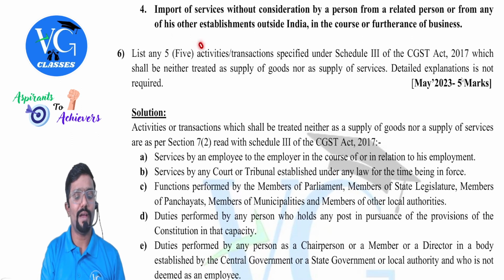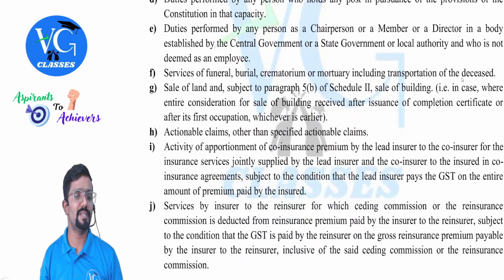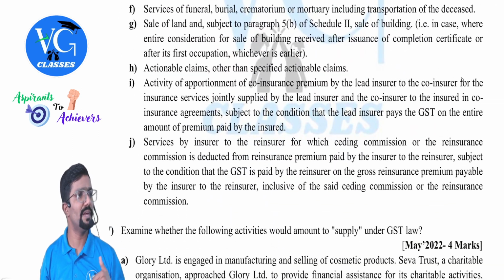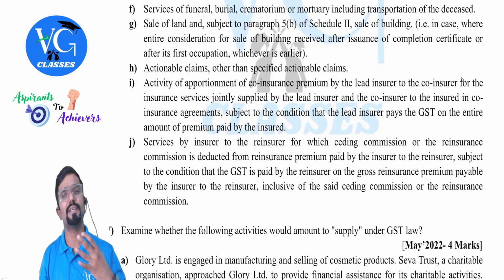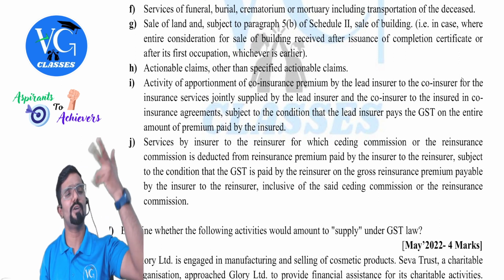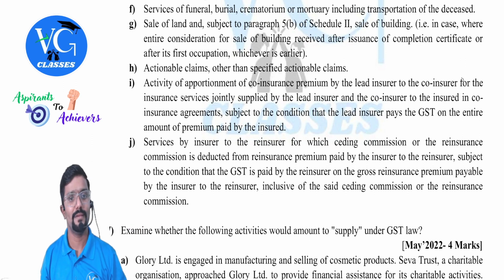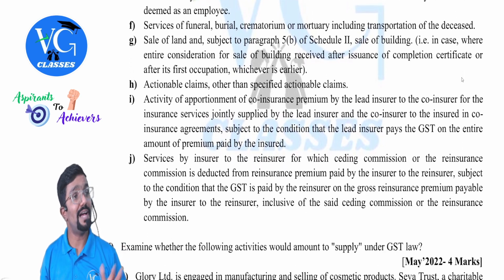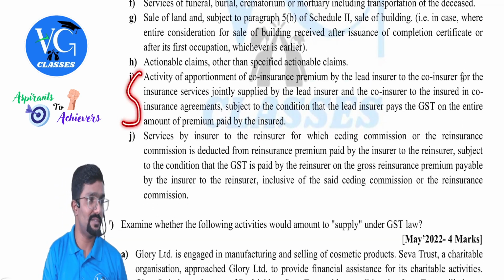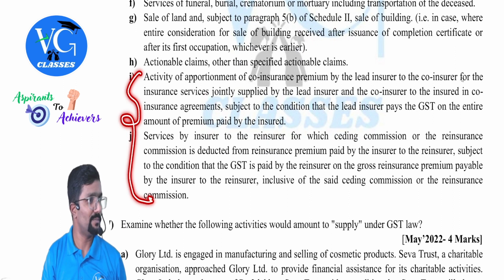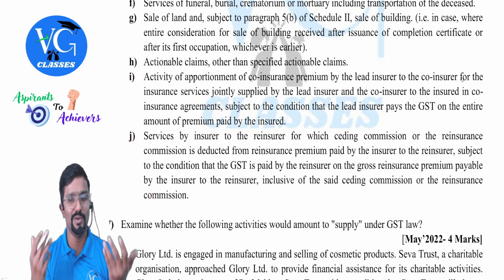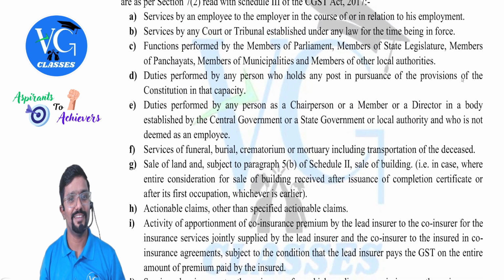How many have they asked? 5. But I have given everything, is it? Whatever is covered in Schedule 3, everything I have given. But you guys write 5 in the exam, or for safety 1 or 2 extra also you can write. And if they ask any 5, keep this as a choice. Keep this as a choice. Better write others. Okay, that you will do anyway. I need not tell it. I know.